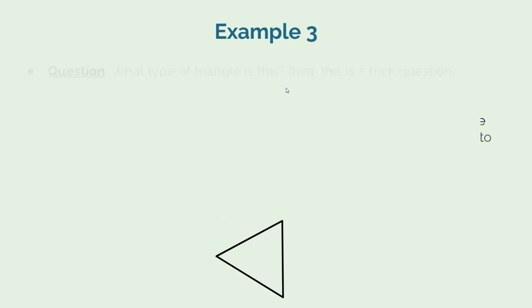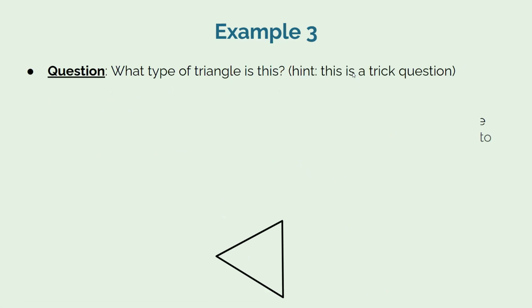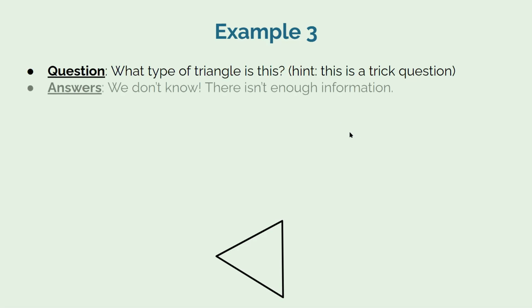Okay, for this third example, what type of triangle is this? As a hint, this is kind of a trick question. All right, so a lot of people are saying equilateral, acute, and scalene, but the correct answer to this question is that we don't really know, because the question doesn't say that the image is to scale.